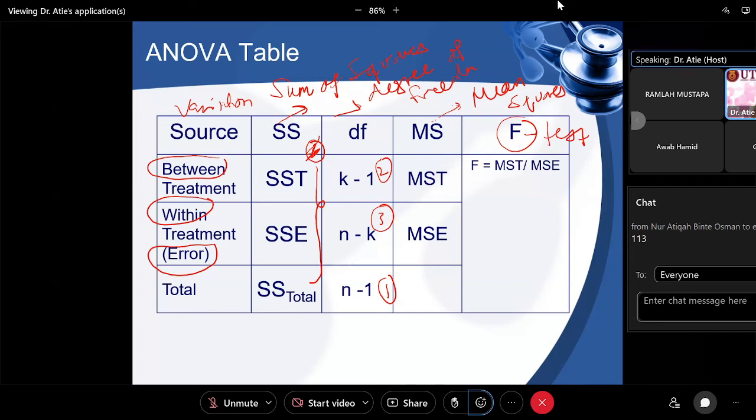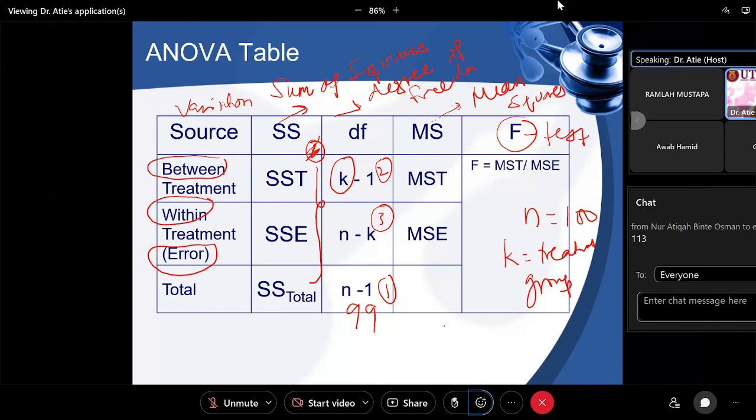Okay, so what does it mean by n minus 1? Let's say your n is equal to 100. So your degree of freedom for the total will be 99, n minus 1. What does it mean by K? K is actually treatment or group, or I call it a collection, right?